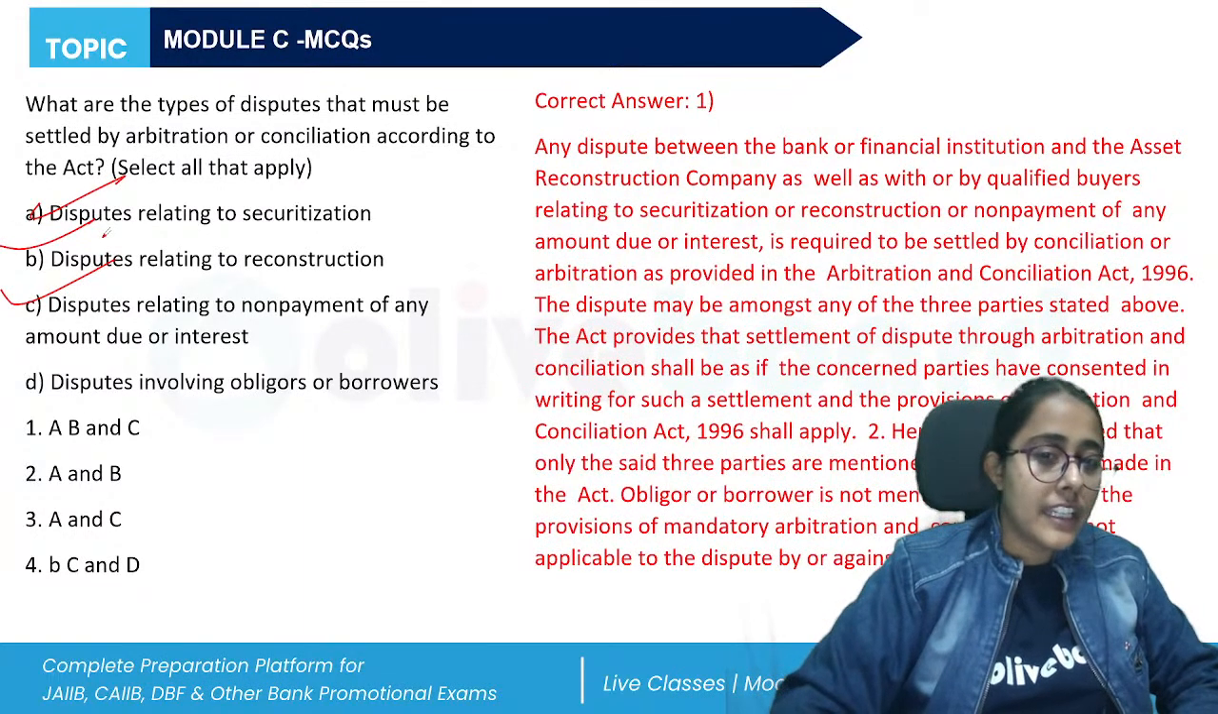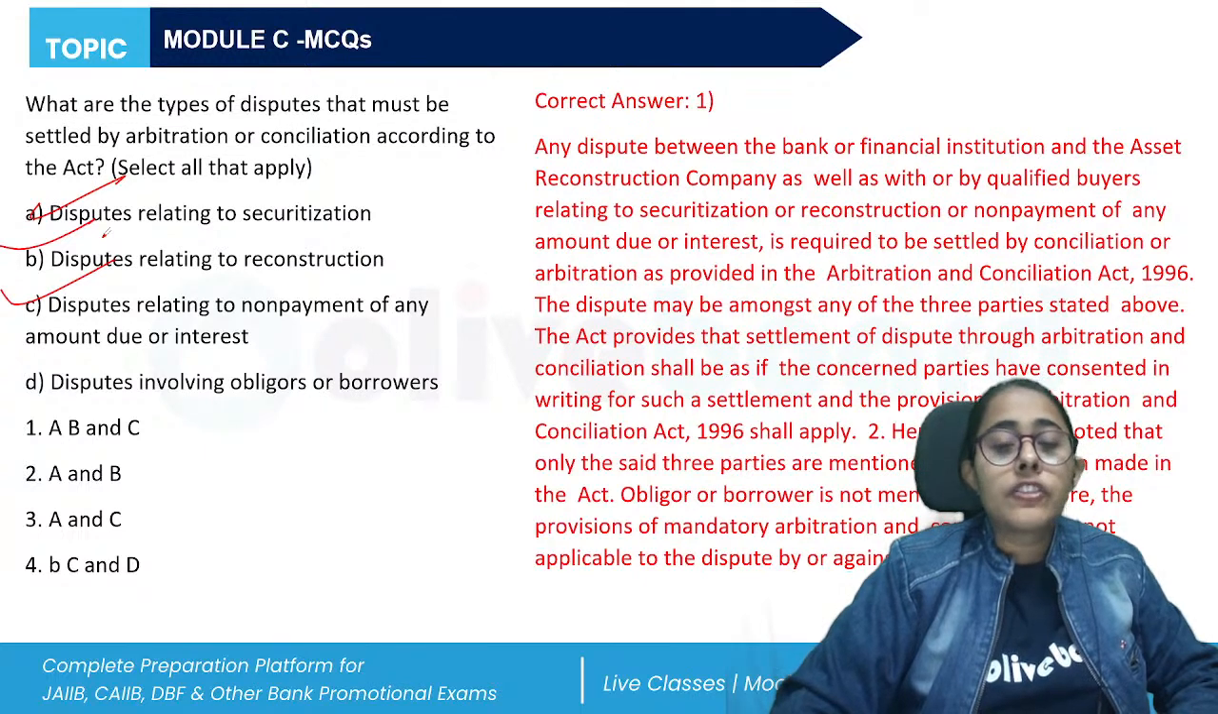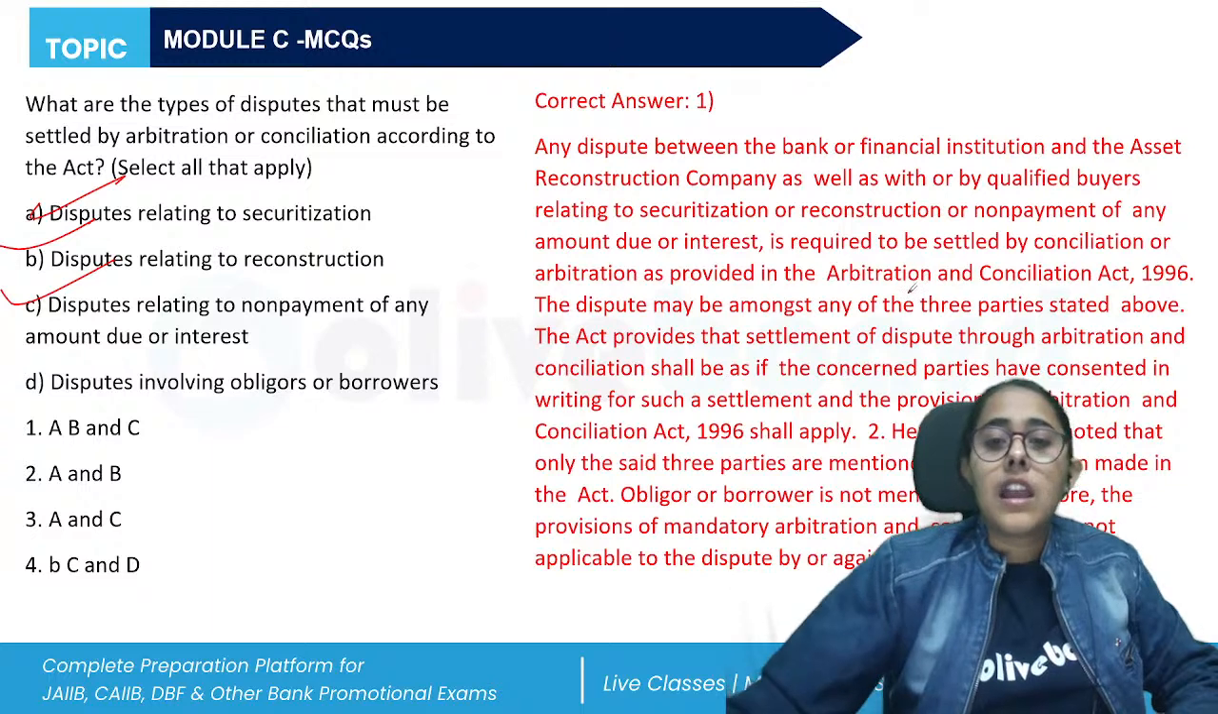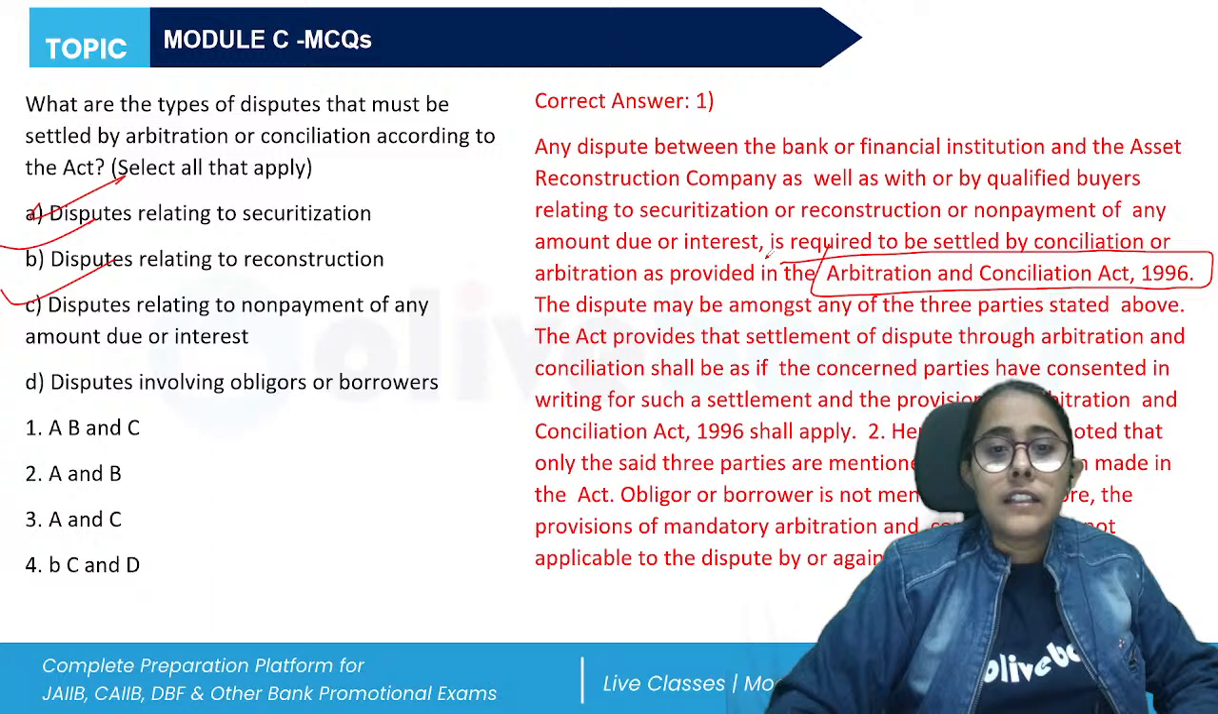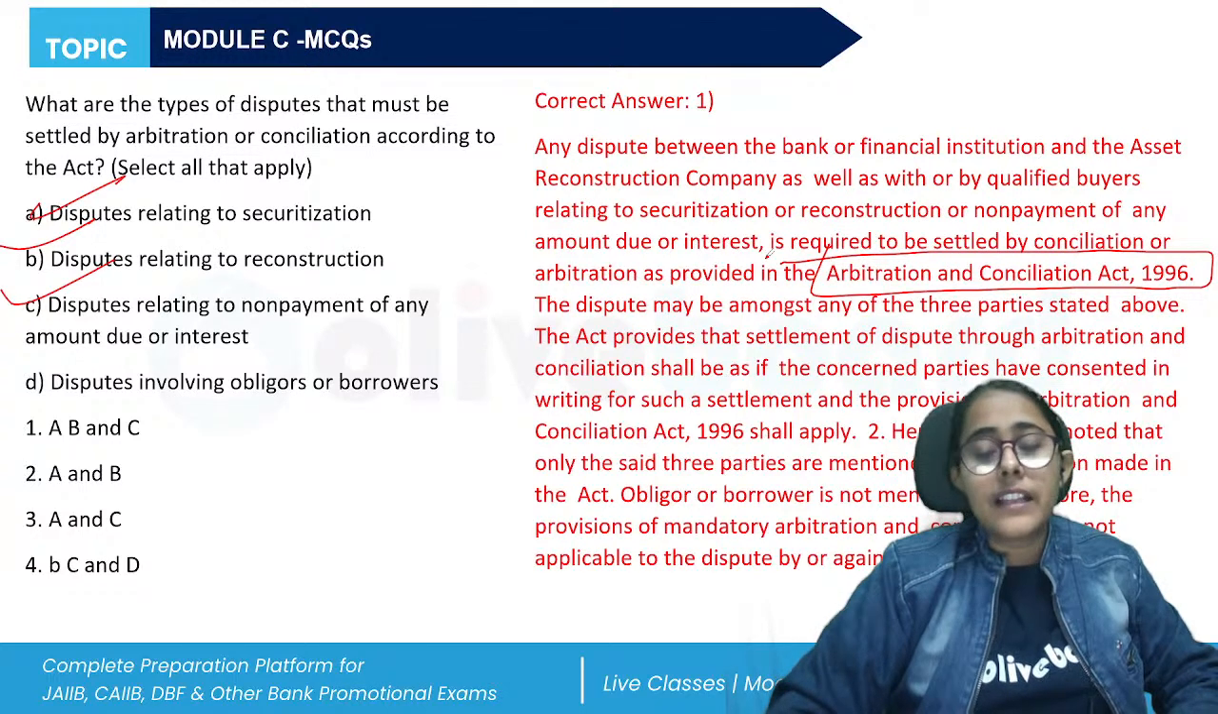Arbitration, mediation, conciliation, these are the various methods. So if there is any dispute between the bank or the financial institution and the ARC as well as the qualified buyers related to the securitization or reconstruction or non-payment of the amount, they are to be settled by conciliation or arbitration given in the Arbitration and Conciliation Act of 1996. So the dispute may be against any of the three parties. It might be between the bank and the ARC, or the ARC and the qualified buyer, or the bank and the qualified buyer. Right? So arbitration and conciliation can be used.